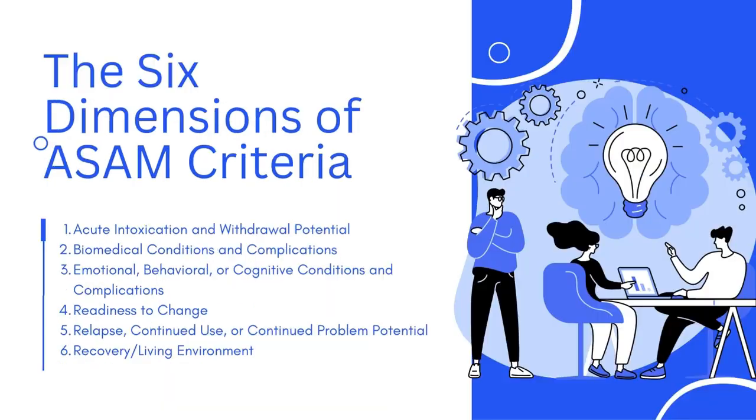These factors are organized into 6 dimensions, each playing a role in determining the most appropriate level of care. By assessing each dimension, clinicians can better understand the complexity of a person's situation and make an informed decision about their placement. So the 6 dimensions of ASAM criteria are acute intoxication and withdrawal potential, biomedical conditions and complications, emotional, behavioral, or cognitive conditions and complications, readiness to change, relapse, continued use, or controlled problem potential, and recovery or living environment.